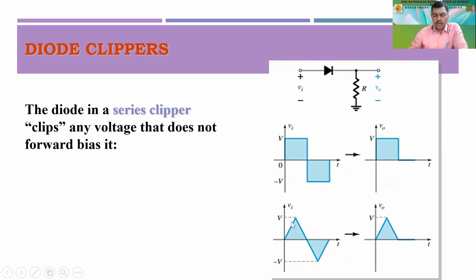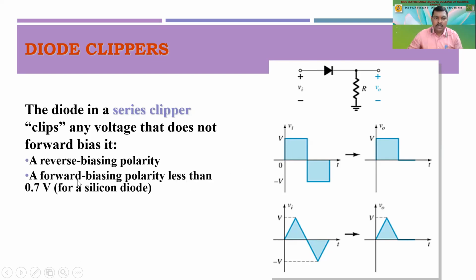Similarly, for a triangular wave, which is supposed to move from the positive half to the negative half, again, if you put this into this circuit, then only the positive half will be there and the negative half will be clipped, right? So any voltage that does not bias the diode will be clipped. That is the main concept of a diode as a clipper.